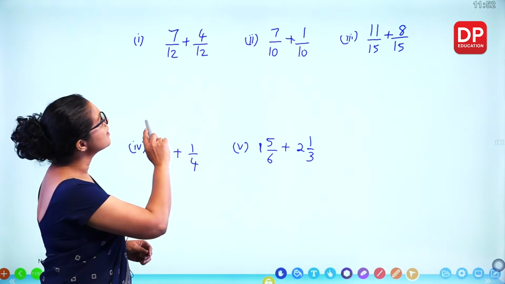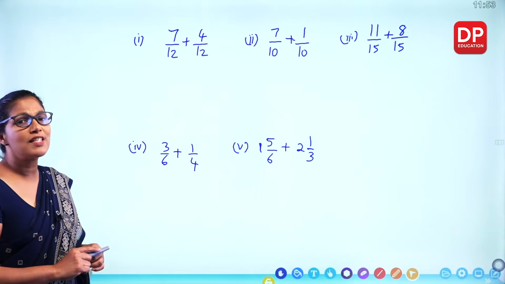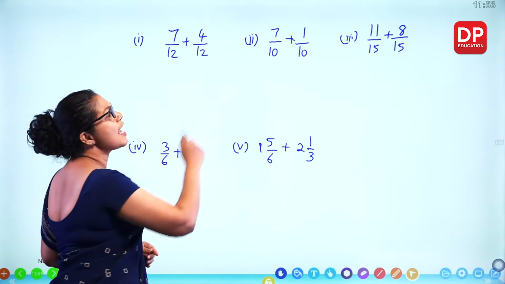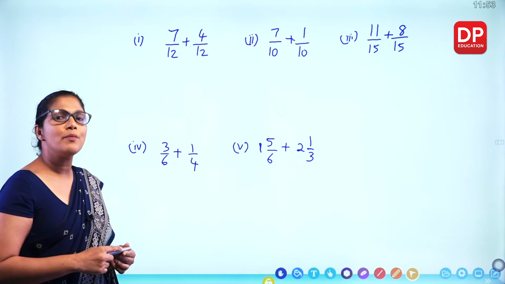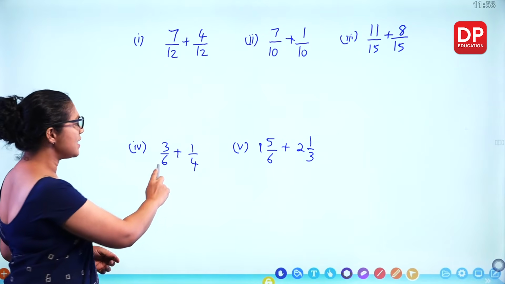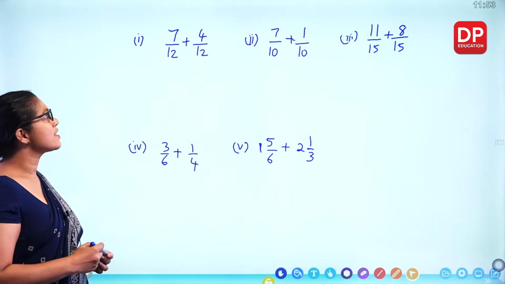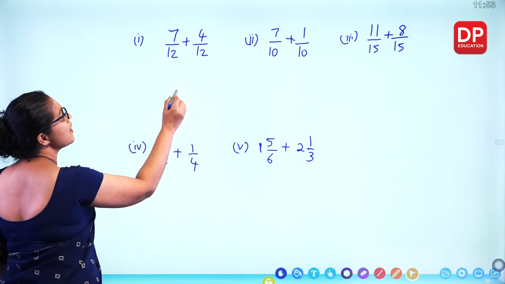Now we'll take these first 3 questions. Can you see? You get the same denominator, so it's easy. You can just add the numerators. But these 2 questions are different. You get different denominators. So we'll do the first one. What's the common denominator? You get 12.